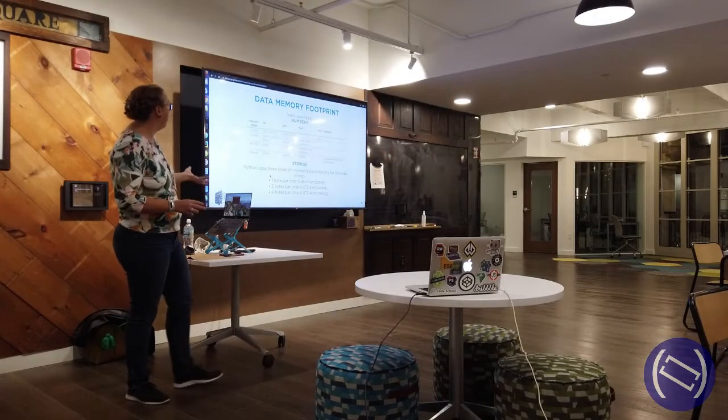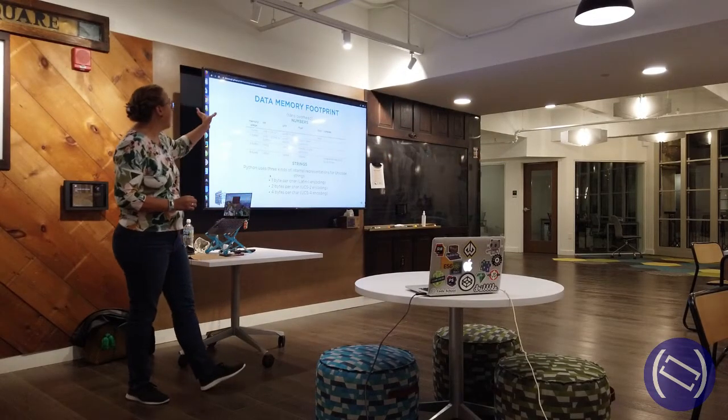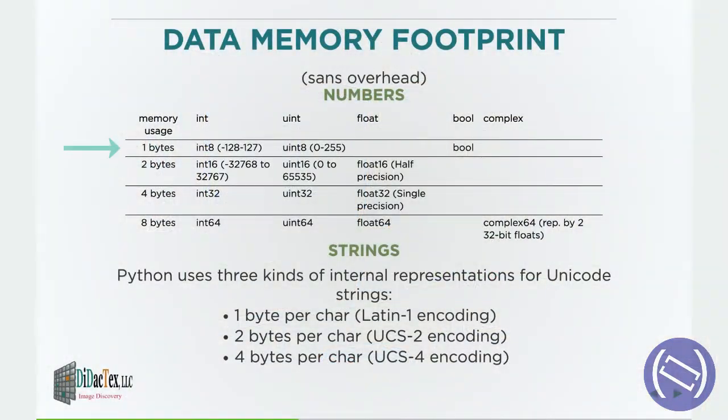So, memory footprint. A byte is an int 8, usually for numbers from 0 to 255, or if it's signed, minus 128 to 127. Or bools. Bools are actually an int 8. Then you have int 16, float 16, then 4 bytes, and then 8 bytes, which is an int 64. This is how much data it takes up in memory. One byte is actually 8 zeros or ones in a combination. And for strings, Python uses 3 different types of Unicode strings.